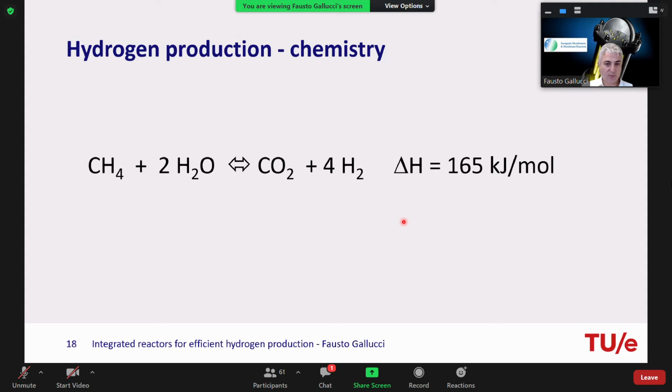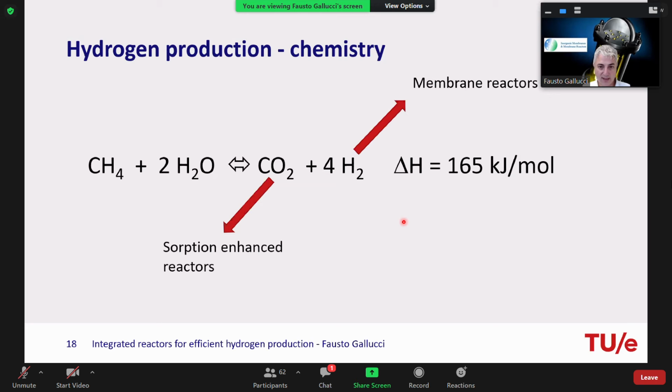Now you have two possibilities here. One is to separate the CO2. To separate the CO2, normally in real life for this kind of temperature, the only thing you can do is separate the CO2 with a sorbent. So you have sorption-enhanced reactors. The other way is to separate the hydrogen, and the hydrogen you can do in different ways. You can also do it with sorption, but what we work on is separation of hydrogen with membranes. So we have membrane reactors.